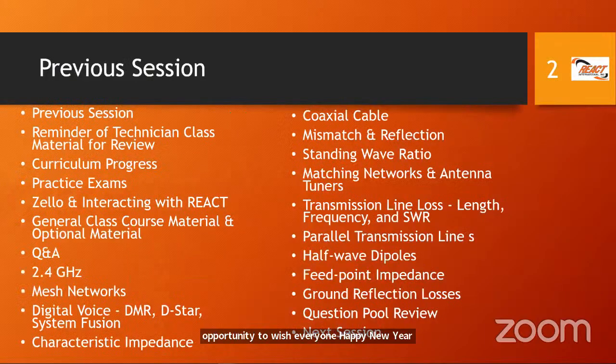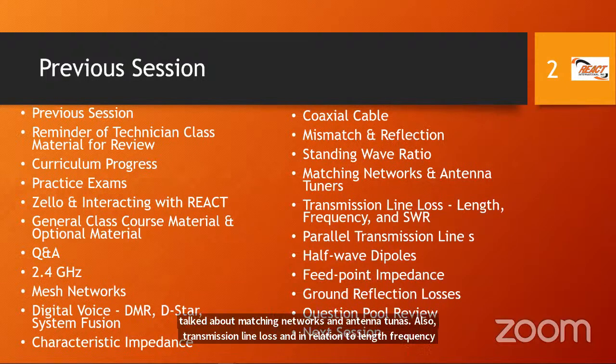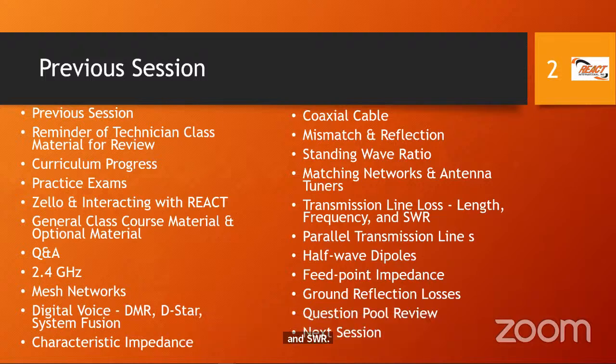Okay, so during our previous session, we discussed what 2.4 gigahertz is, and also dealt with mesh networks. Then we also discussed digital voice, DMR, D-Star, and System Fusion. We talked about characteristic impedance. What is coaxial cable? We talked about mismatch and reflection. We also dealt with SWR, or standing wave ratio. We talked about matching networks and antenna tuners, also transmission line loss and its relation to length, frequency, and SWR. We also discussed parallel line transmission lines, half-wave dipoles, feed point impedance, and we ended the technical topics discussing ground reflection losses.